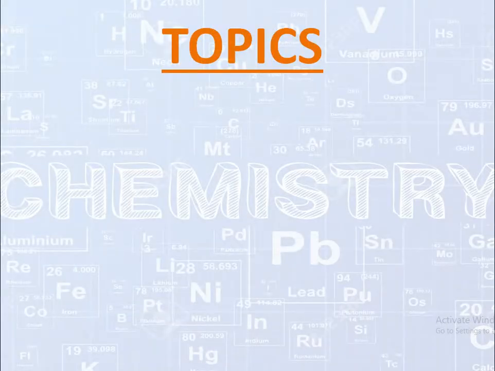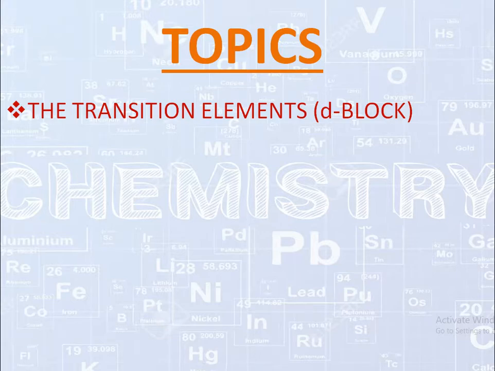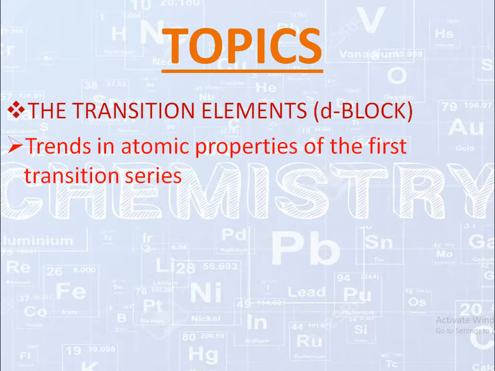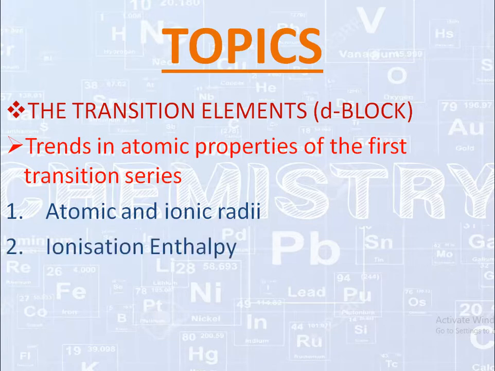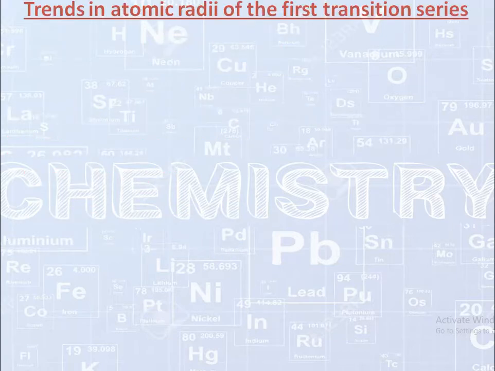In this part, we are going to discuss the following topic of the transition elements, also known as d block elements. This topic is trends in atomic properties of the first transition series, in which we are going to discuss two properties. First is atomic and ionic radii, second is ionization enthalpy. So let's begin.